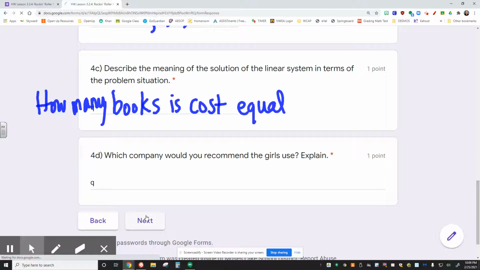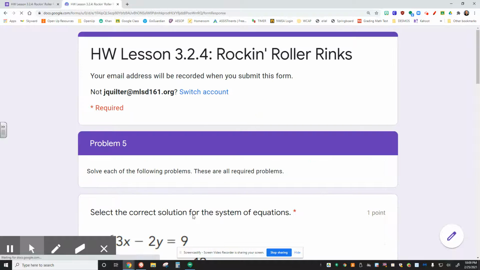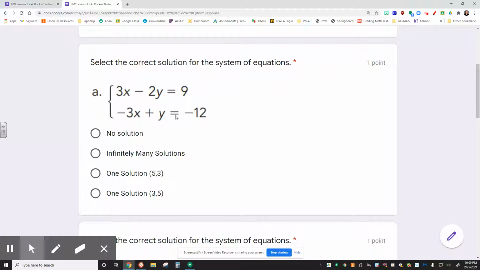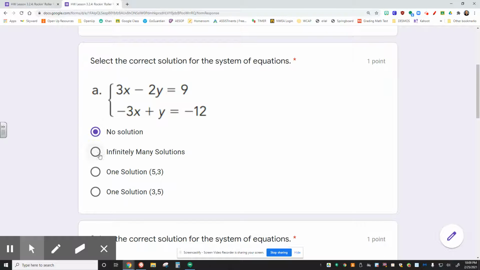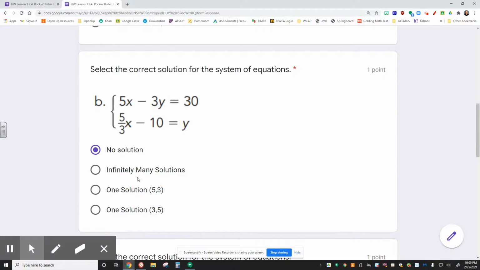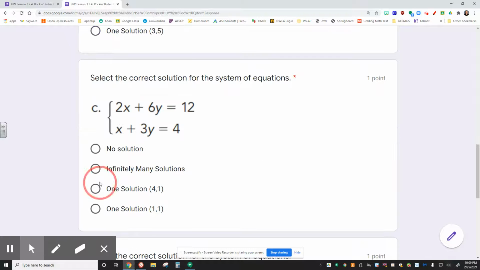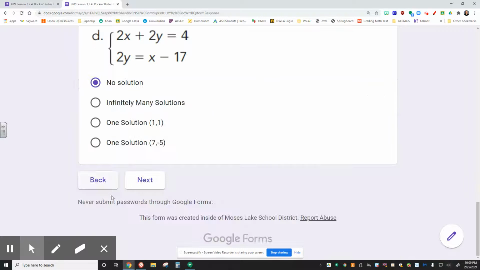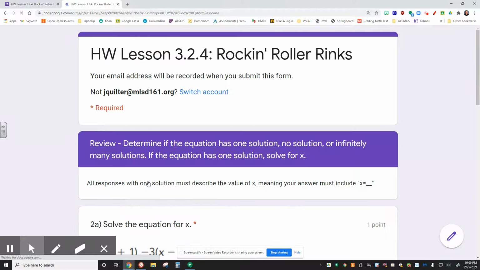Problem number 5 is a required one. This is where you're supposed to select the correct solution for each system of equations. So you're going to have to solve each one of these and then choose the right solution. You're going to have to pick one of these values and make sure it's the right one, not just picking random like I am. Make sure you go through and make sure you know the right one is. If it's no solution, infinite solutions, or one solution.